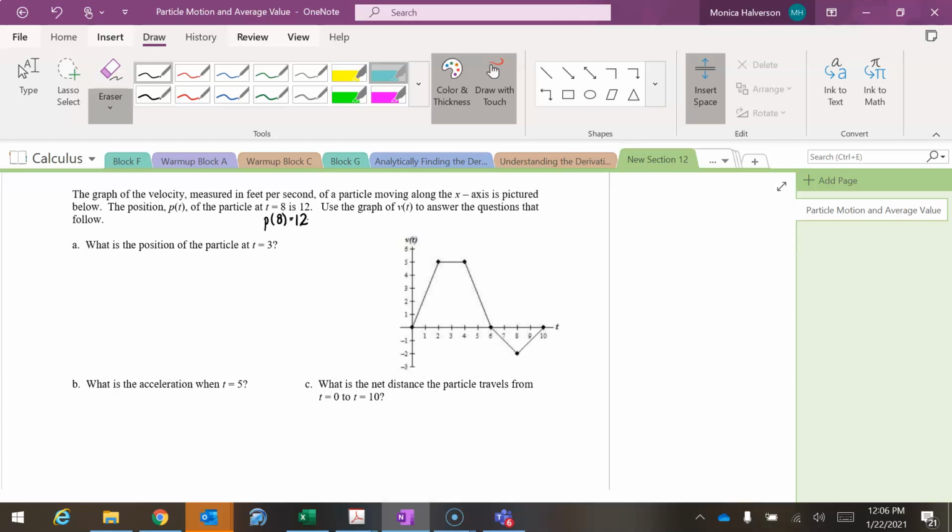What is the position of the particle at t equals 3? So we need to remember we have no equation here, and this is the graph of velocity. So we have to think about it in terms of what we know. We know that the definite integral of velocity, with an upper and lower limit, is equal to the change in position. So here we're going to use our unknown and our known.